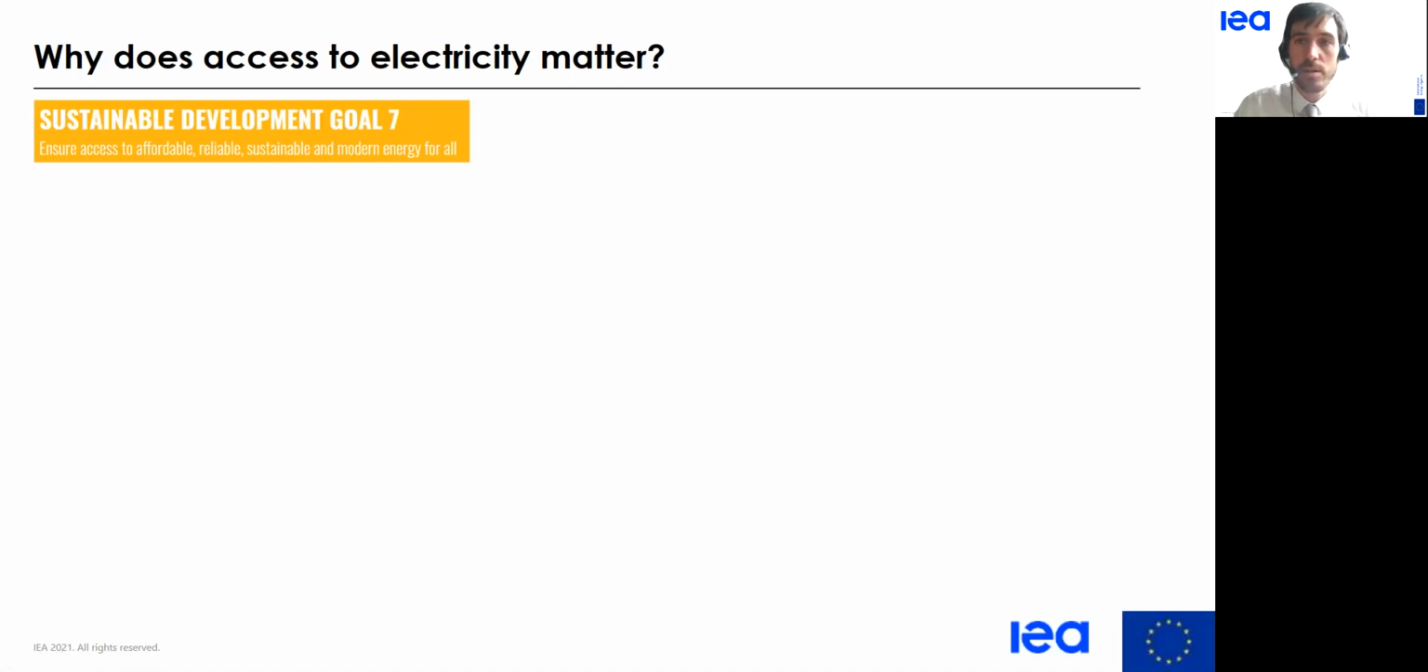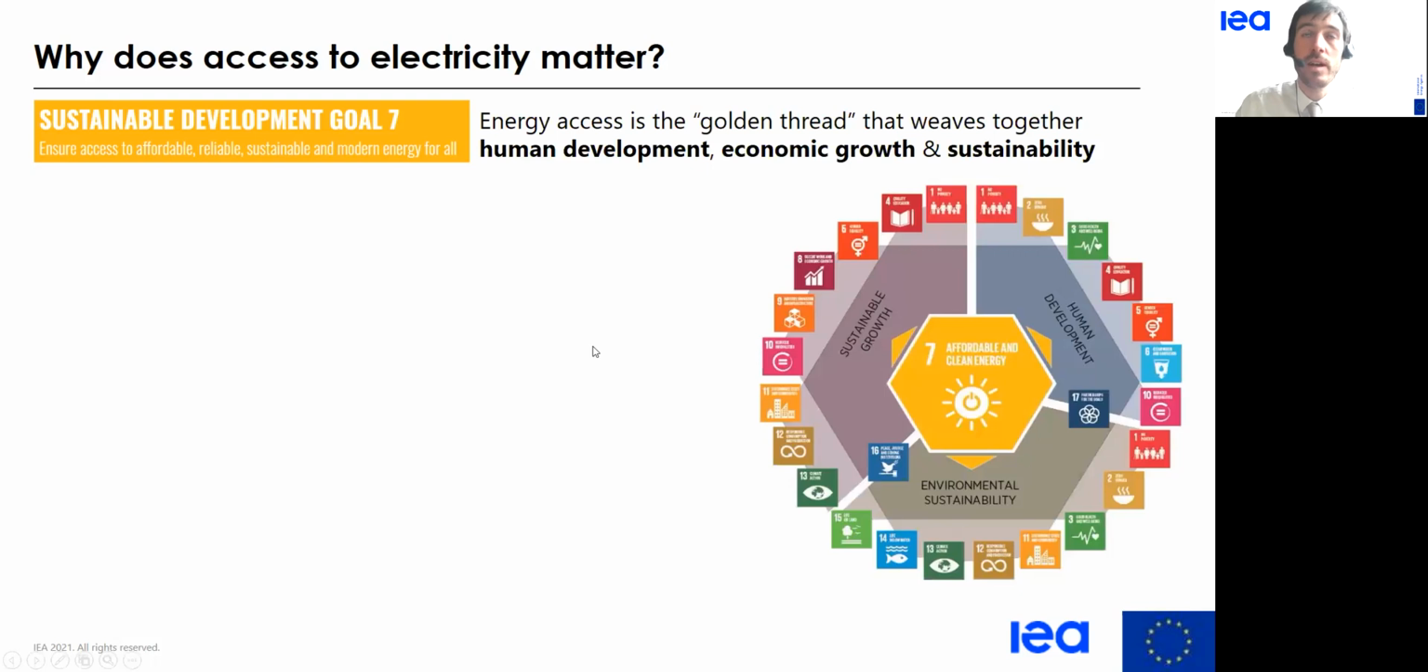And why does electricity access matter? As you know, this is Sustainable Development Goal 7 and the 7.1 indicator, to ensure that by the end of the decade we are able to provide electricity access to all. And we often say that to us, energy access is the golden thread that really weaves together human development, economic growth, and sustainability, because it's related to many other SDG indicators.